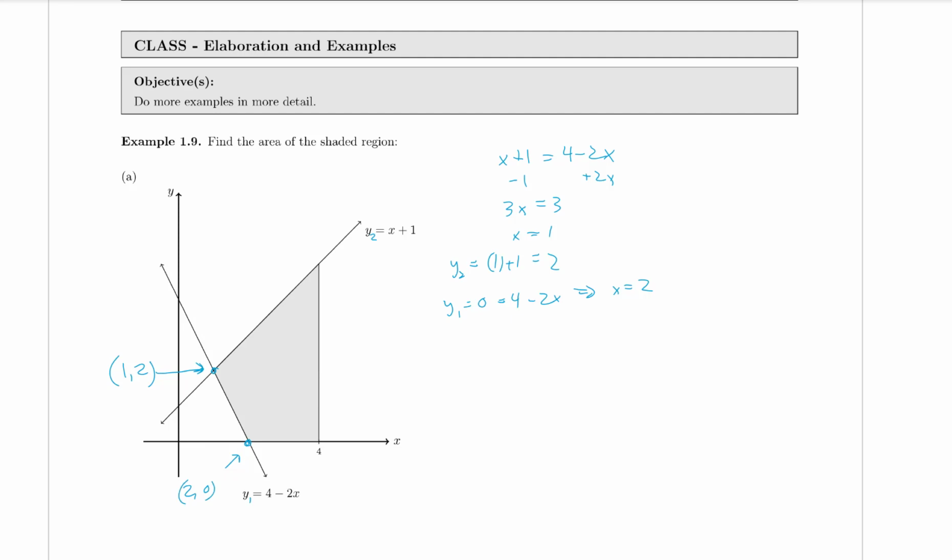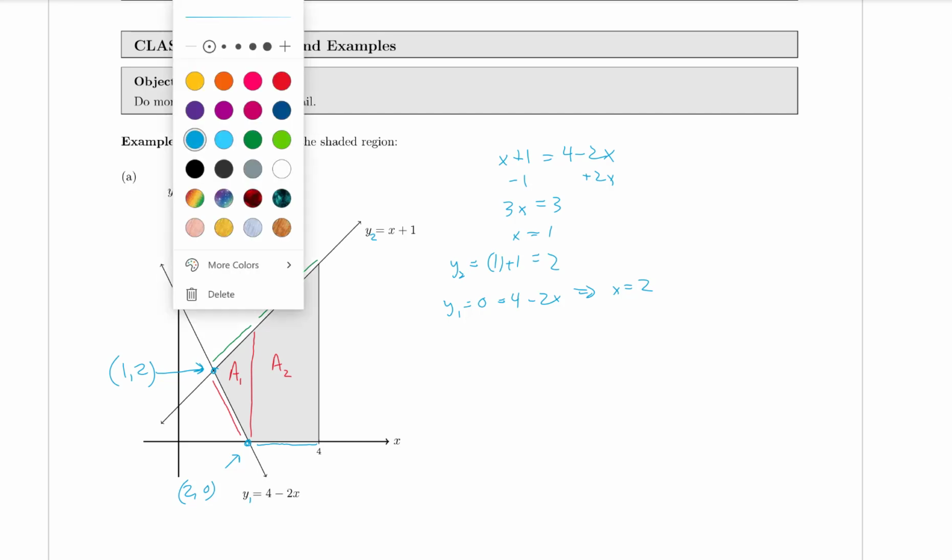Now, let's find this area by splitting it into two regions, area 1 here and area 2 there. The reason we need to do that is because area 1 has y2 as its upper bound and y1 as its lower bound, whereas area 2 has y1 as its upper bound, but it has y equals 0, the x-axis there, as its lower bound. So A1 and A2 are defined differently, so we're going to need an integral for each one of those areas.